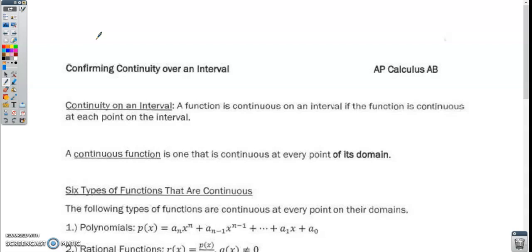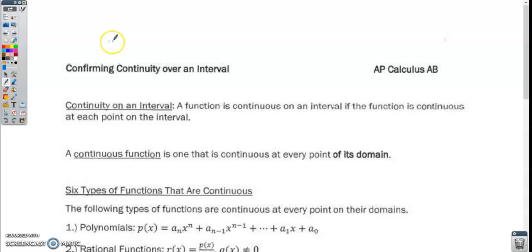Now the next one here is where it throws some people for a loop. A continuous function is one that is continuous at every point of its domain. Notice that is different from saying that a continuous function is one that is continuous at every point. That phrase, of its domain, is a very noticeable distinction that enables us to say that some functions are continuous that maybe when you look at them, they violate the intuitive definition of continuity that we started with when we first started talking about continuity.